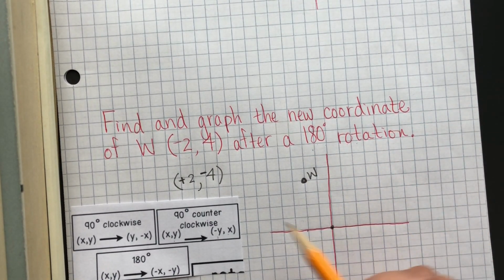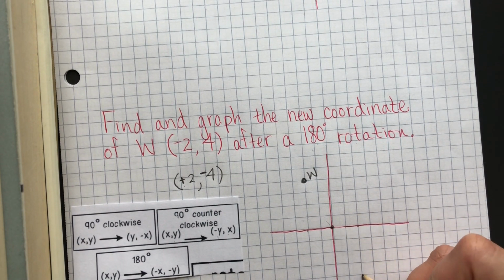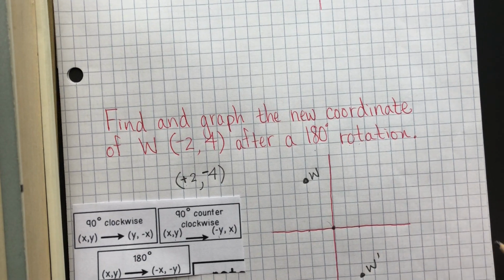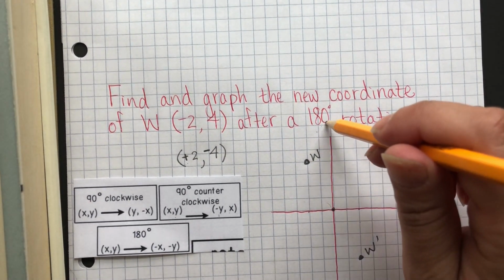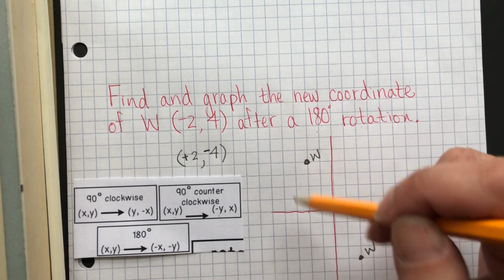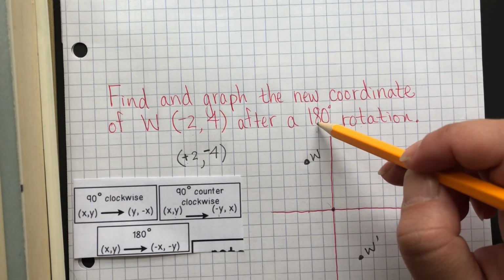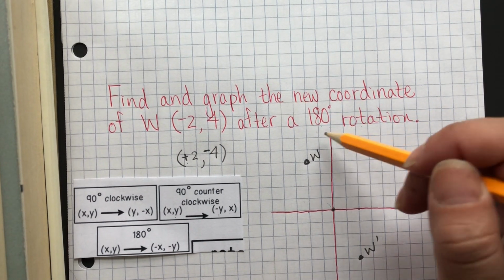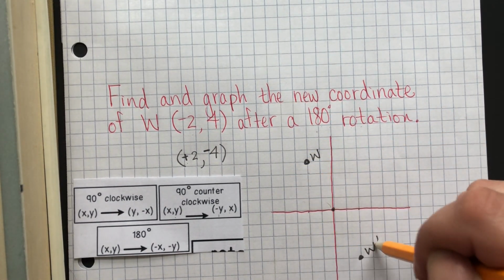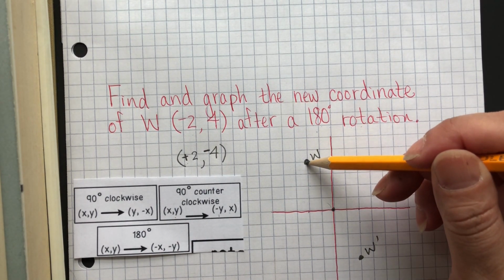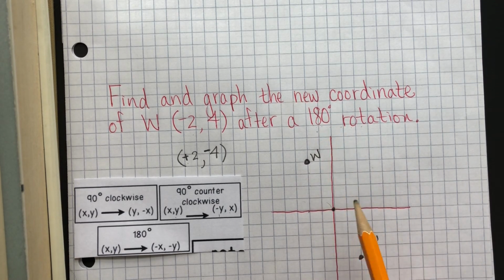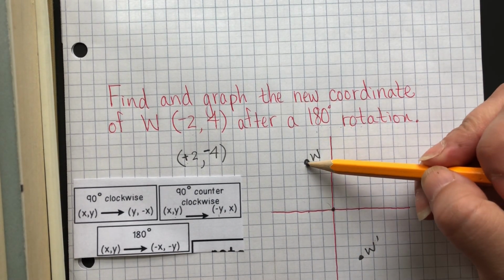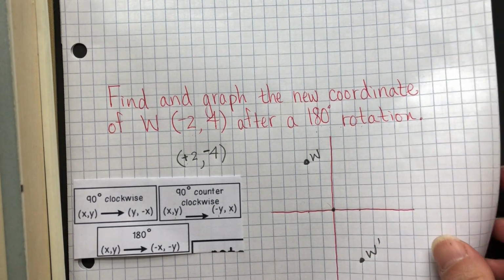So now we just plot. Again, we're going to go forward 2 and down 4. And here's our new point, W prime. And again, I'm going to check if it's reasonable. Okay, 180 rotation. Every quadrant is 90 degrees. So 180 would mean I'm moving 2 quadrants. So 1, 2. Even if I went the other way, it would still be 180, 1, 2. So it doesn't matter what direction you go. They won't ever say clockwise or counterclockwise. 180 is just going to be 2 quadrants around.